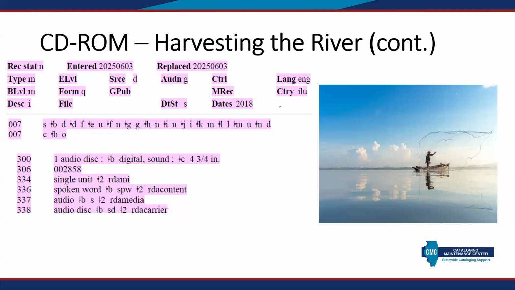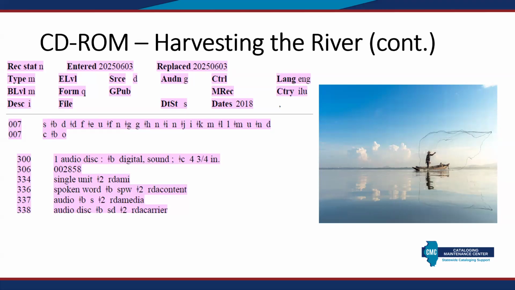Subfield M is the special playback characteristics. The exact playback characteristics are not known of this CD-ROM, so U is coded here for unknown. And see, subfield N is the original capture and storage technique. I coded this D for electrical capture digital storage. All right, now the second 007 is for the electronic resource part of it. So I have subfield A coded as C, and that is for electronic resource, and B is O for optical, since the item is a CD-ROM.